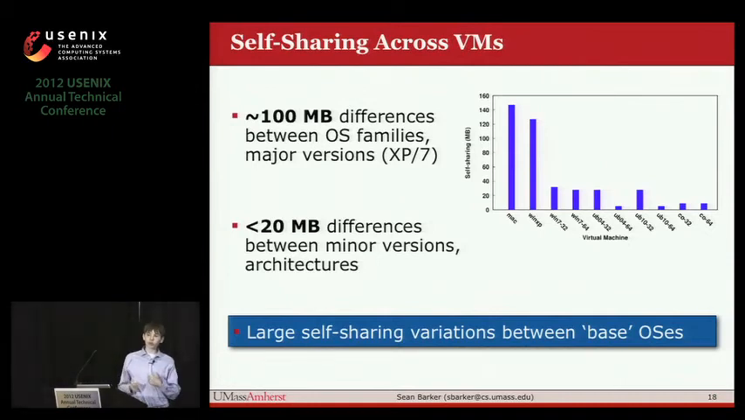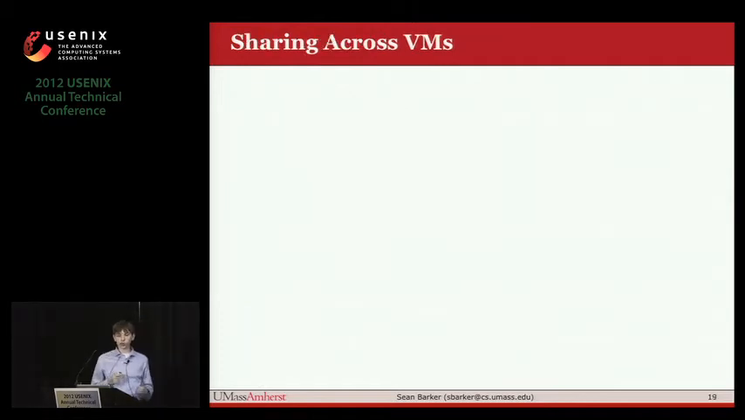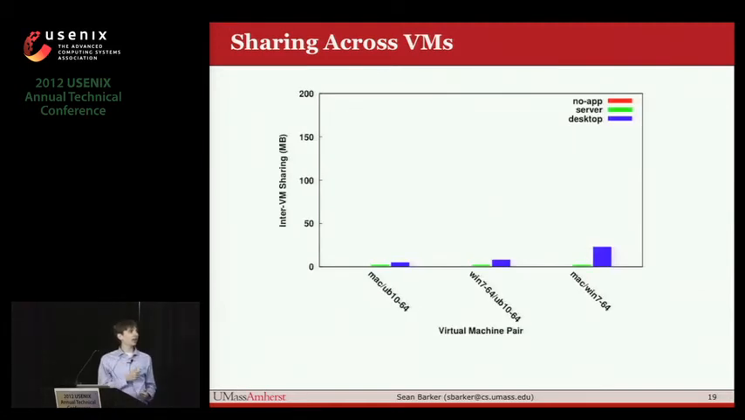But what's more interesting is looking at what we see when we're considering sharing across virtual machines. So if we have, say, 10 VMs we're looking at, there are a lot of different possible pairings. So I'm going to present a number of selected results that demonstrate what we're seeing. First, let's look at varying the OS family. This graph shows a few results looking at, for example, Mac versus Linux, Windows and Linux, and Mac and Windows, and the amount of inter-VM sharing we see between those.